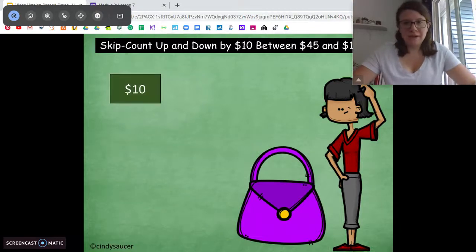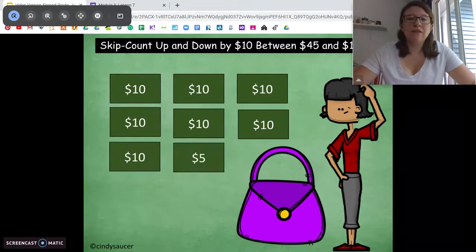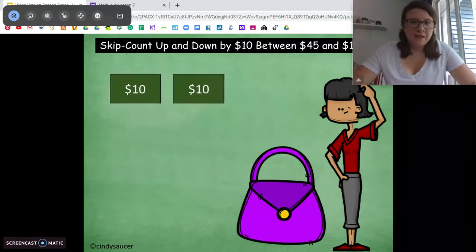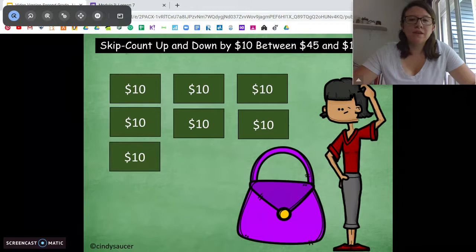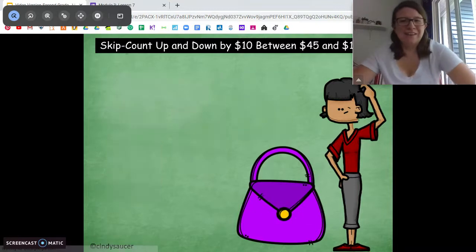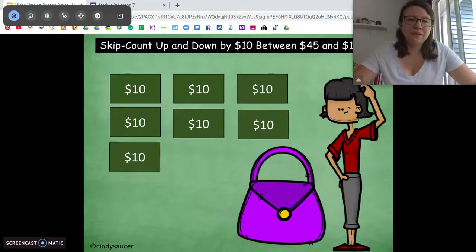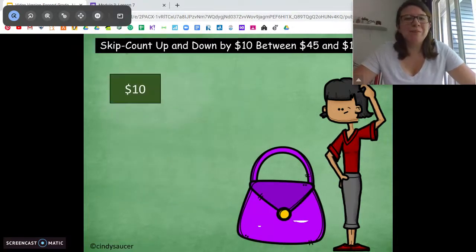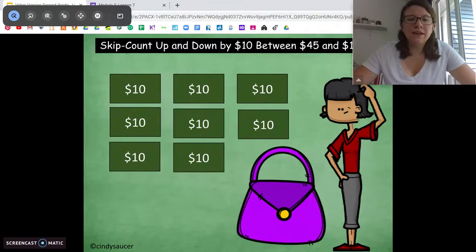Let's keep going. Count by tens to start. 10, 20, 30, 40, 50, 60, 70, $75. Good. Let's go on to the next one. 10, 20, 30, 40, 50, 60, 70, 80, $85. Awesome. Let's keep going. 10, 20, 30, 40, 50, 60, 70, 80, 90, $95. Awesome.